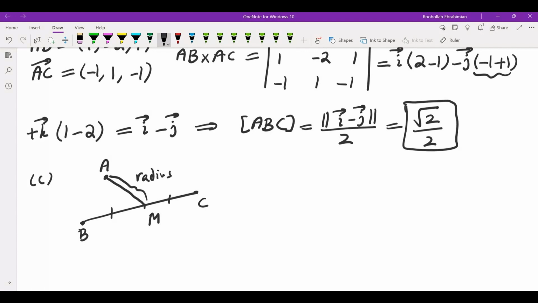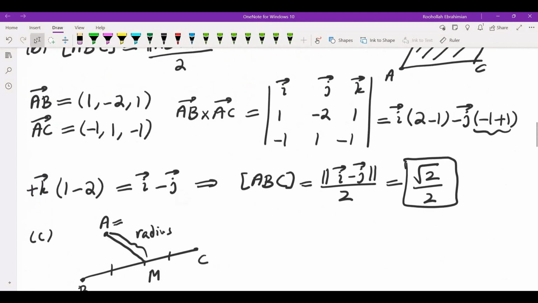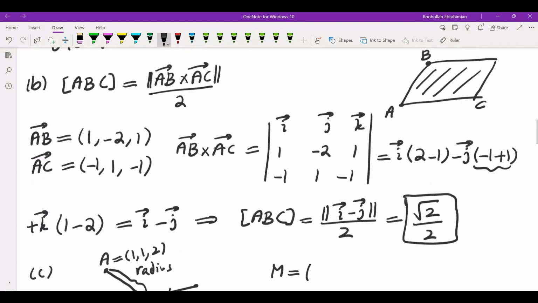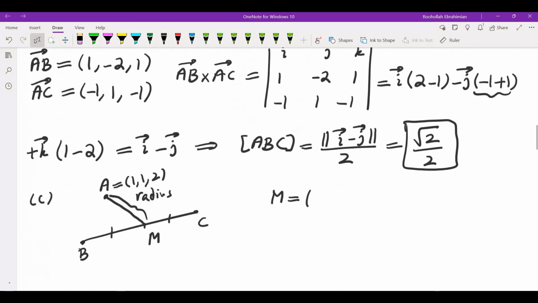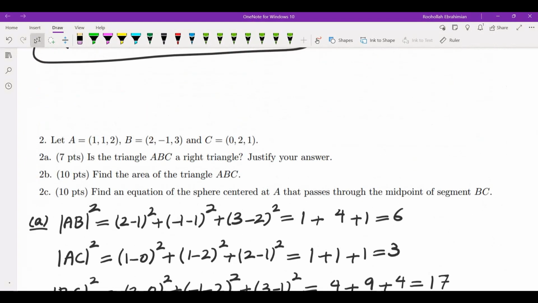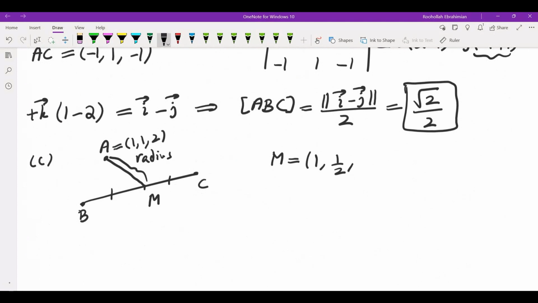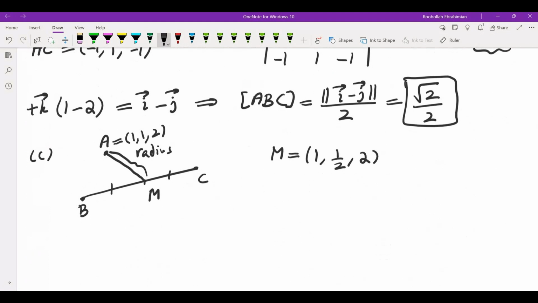So first of all, we are given point A. Point A is 1, 1, 2. And we need to find the distance between A and the midpoint. Midpoint is the average. So we're going to have to take the average of B and C. The x-coordinate would be 2 plus 0 over 2, so that would be 1. The y-coordinate would be minus 1 plus 2 over 2. That's 1 half. And then the third component is 3 plus 1 over 2. That is 2. So this is M.